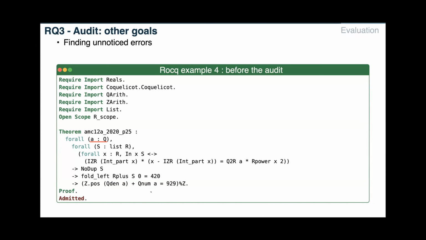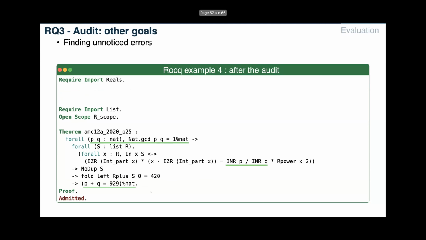However, in Rocq, the denominator and numerator of an element of type Q are not ensured to be relatively prime. So this statement could not be proven as it is, and we had to introduce the numerator and denominator ourselves and replace a.